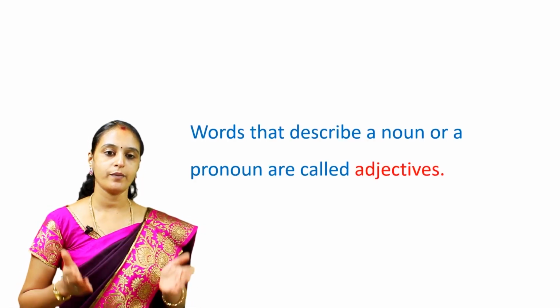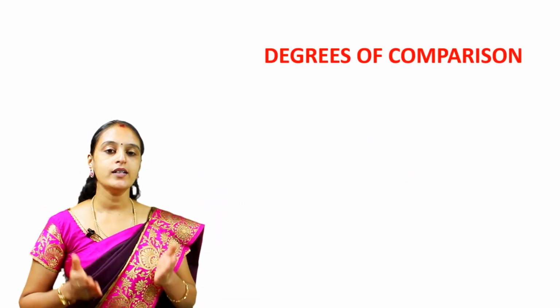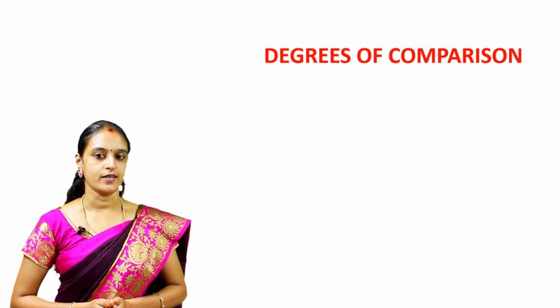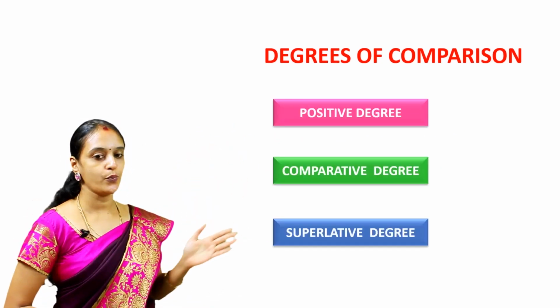Let's recall. Students, what did we learn in this video? We learned that words that describe the noun or pronoun are called adjectives. And we learned about the 3 degrees of comparison: the positive degree, the comparative degree, and the superlative degree. You have learned how to identify the 3 degrees of comparison. In the next video, let's see how to transform one degree to the other.